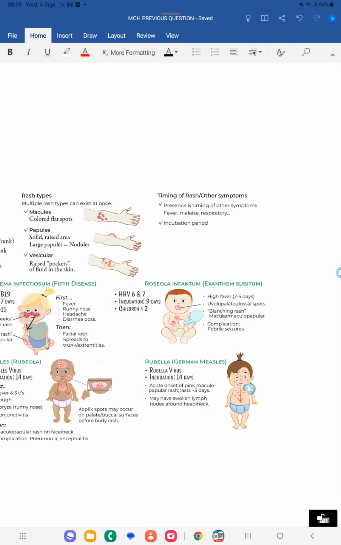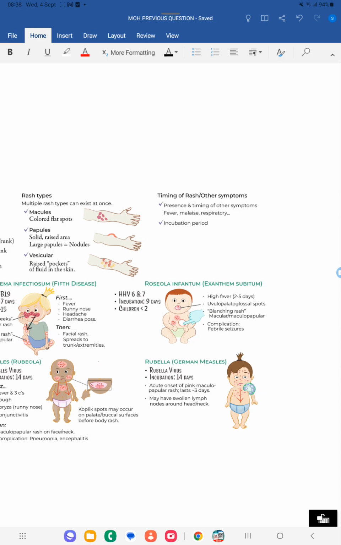Here the main thing is high fever will be there for 2 to 5 days. Then after that the fever will come down on its own. Then you can see a blanching macular or maculopapular rash in the trunk area. Only in the trunk you will get the rashes, and in the palate you can see uvulo-palatoglossal spots. A complication of Roseola infantum is febrile seizure. So all these features you can see in this history.